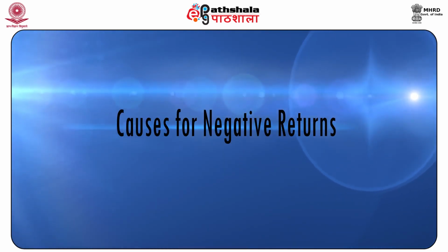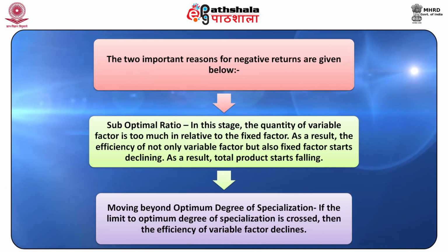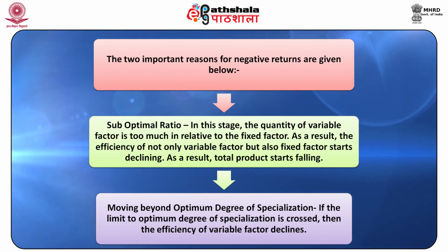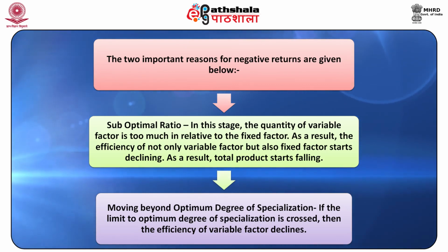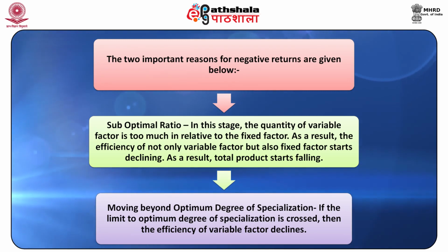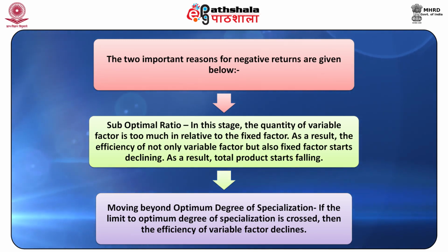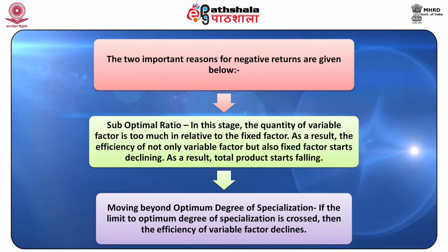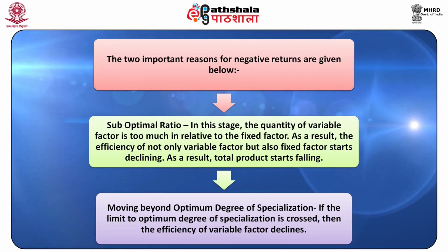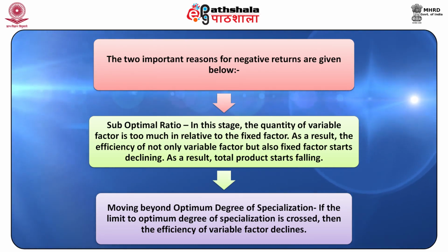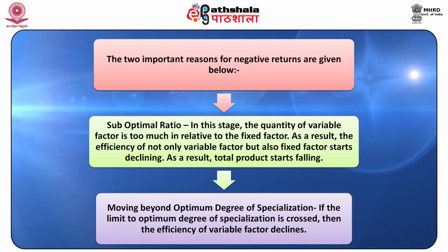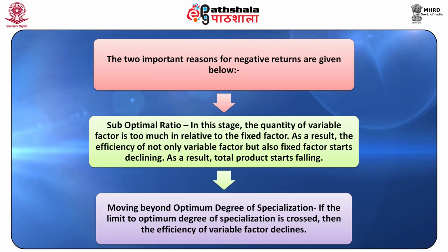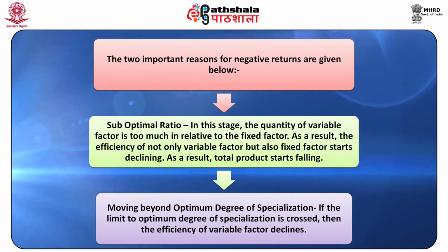Causes for negative returns. The two important reasons for negative returns are given below. First, suboptimal ratio. In this stage, the quantity of variable factor is too much relative to the fixed factor. As a result, the efficiency of not only the variable factor but also the fixed factor starts declining. As a result, total product starts falling. Second, moving beyond the optimum degree of specialization. If the limit to the optimum degree of specialization is crossed, then the efficiency of the variable factor declines.